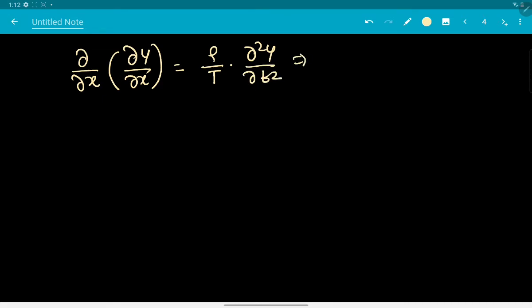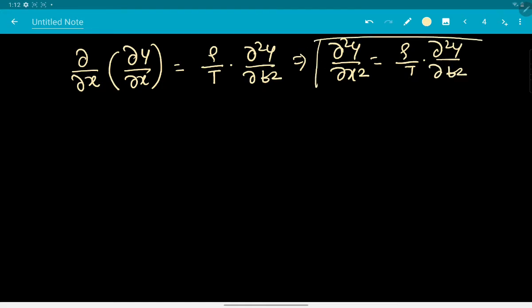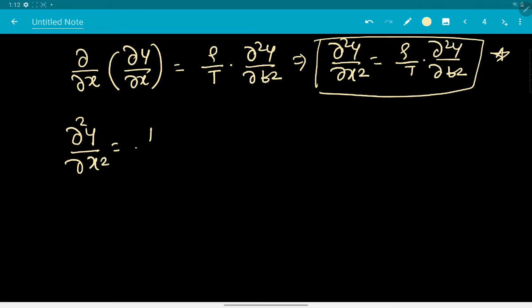Which essentially means that ∂²y/∂x² is equal to ρ/T times ∂²y/∂t². This is our final equation, which is also called the standard wave equation, and it tells us the relationship between the variation of y along x and t, and that relationship is written like this.